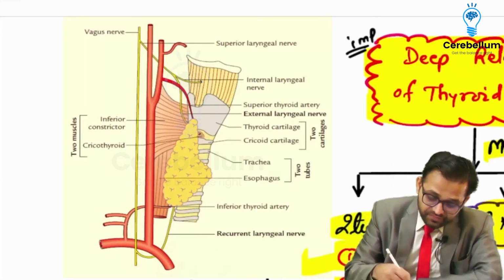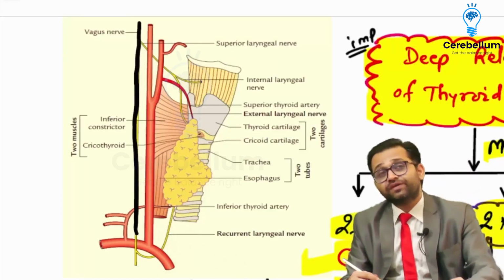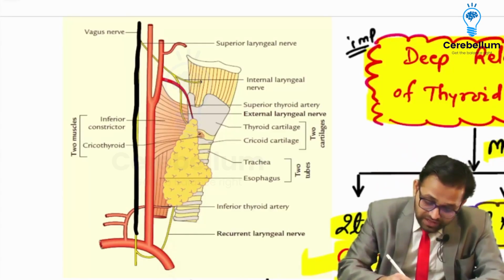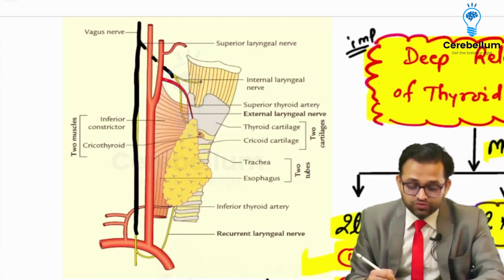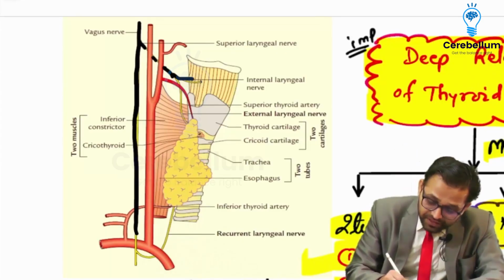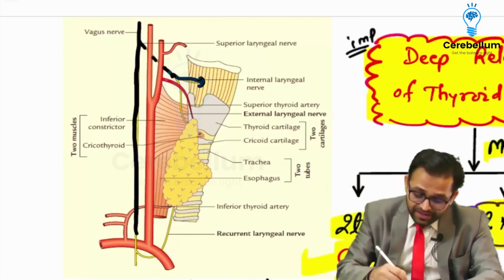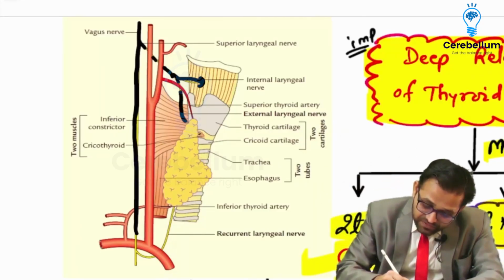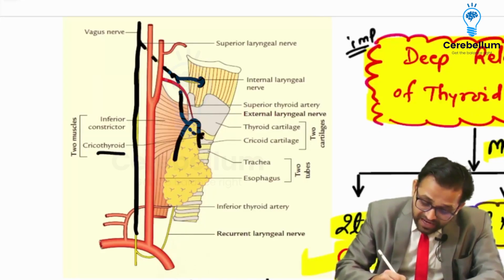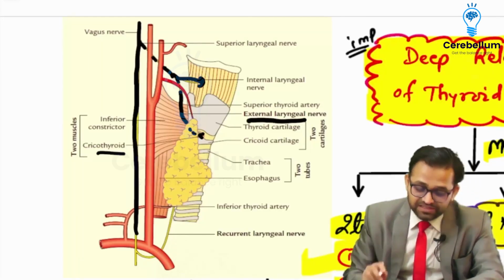Focus here. Sir, this is the vagus nerve. Yes, sir, it is the vagus nerve. This vagus nerve is giving nerve supply to the larynx from the superior side. So this is the superior laryngeal nerve, dividing into the internal laryngeal nerve, which is entering inside the larynx. You will see in ENT. And this is our external laryngeal nerve, which is going and supplying the cricothyroid. So the thyroid gland is deeply related with which nerve? Answer is the external laryngeal nerve.